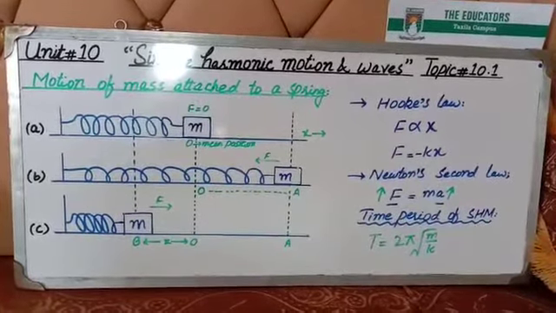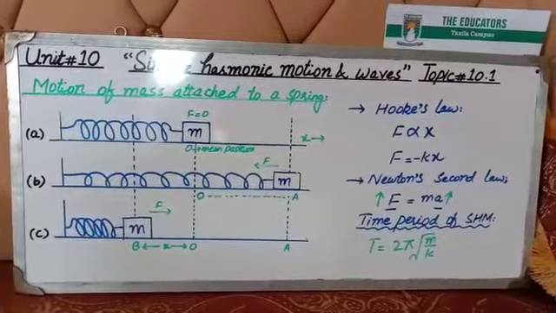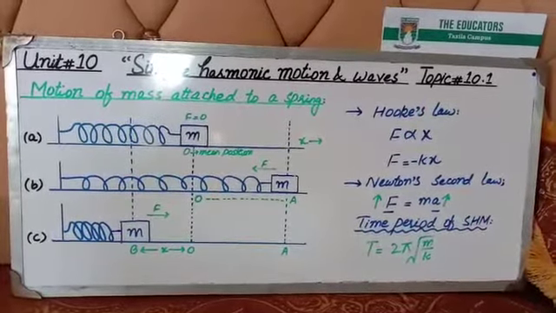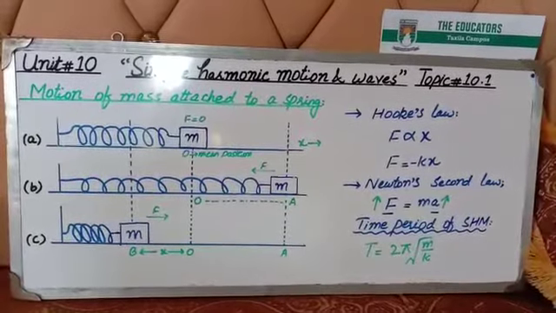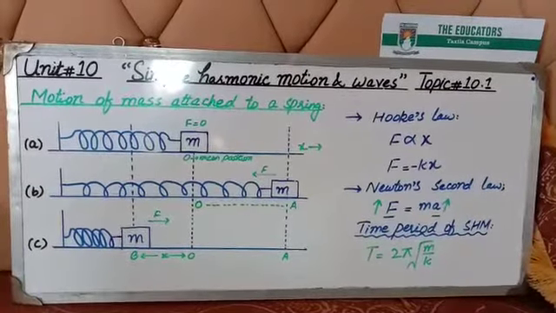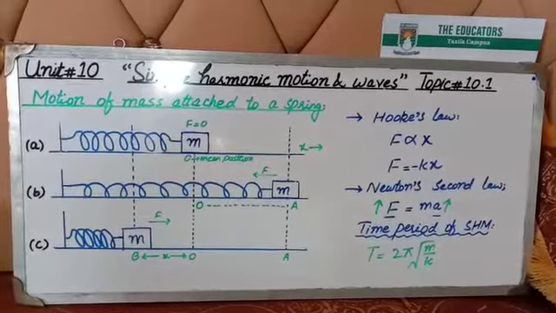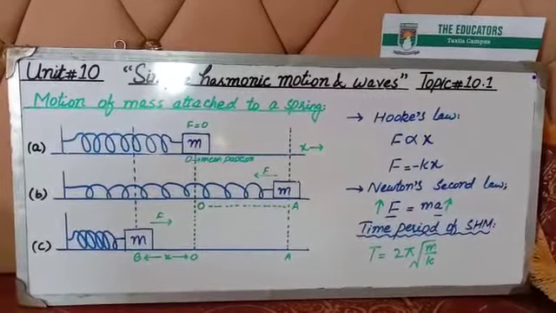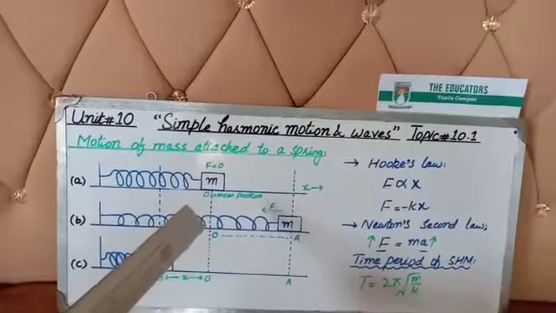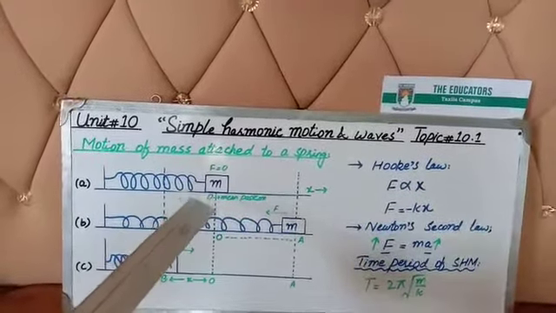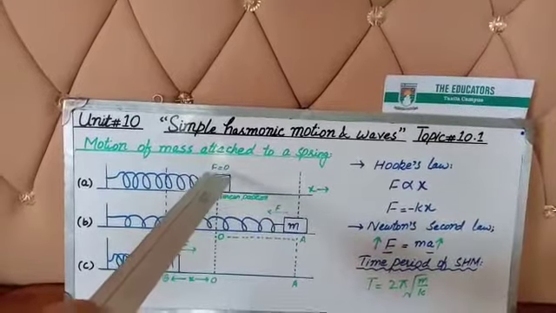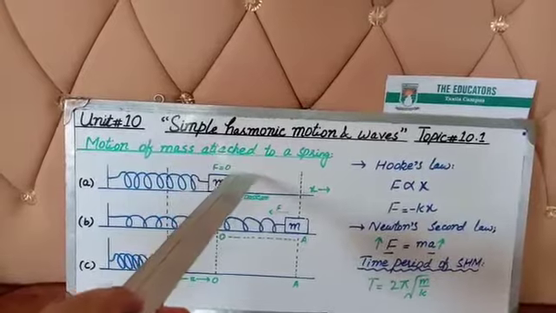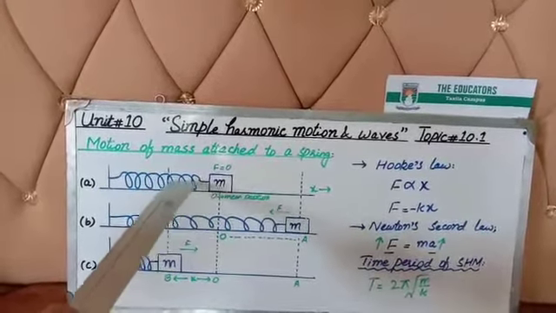Now apply the definition of simple harmonic motion. What is that? Force is directly proportional to displacement. As we have already read, force is directly proportional to the displacement, and all these things will be around the mean position. As you can see in the figure, initially the mass was at rest and the resultant force was 0. F is equal to 0. No force is applied on the mass or the spring.